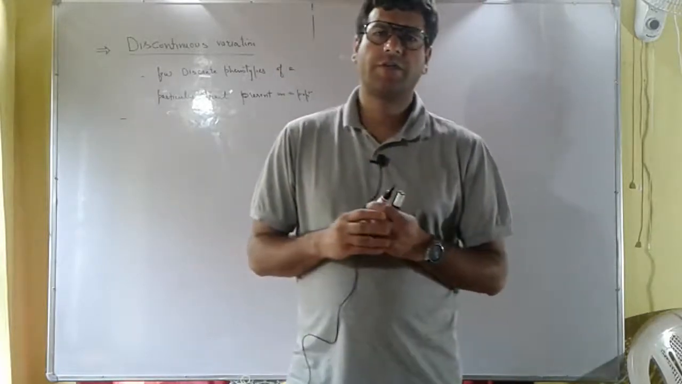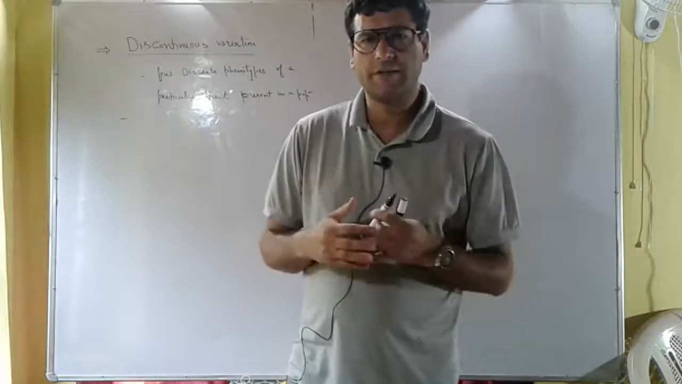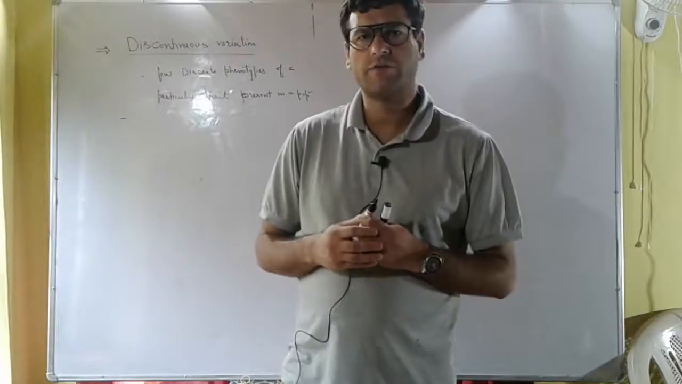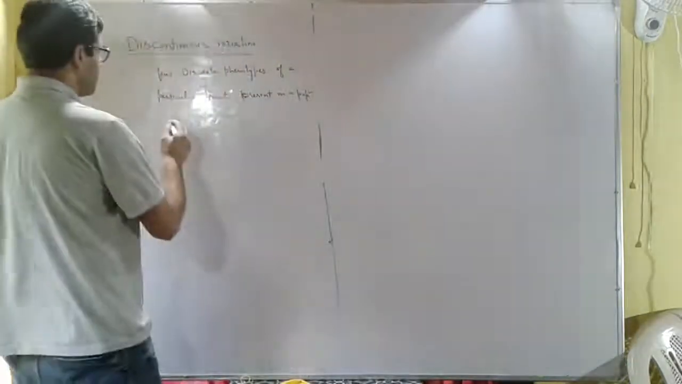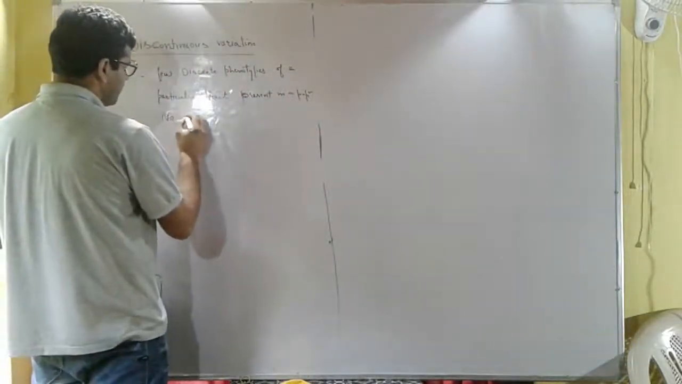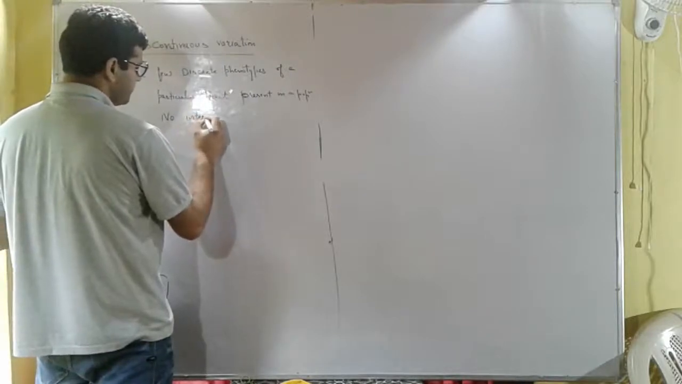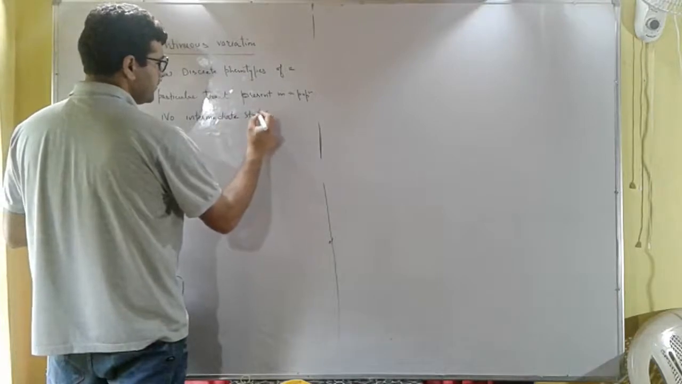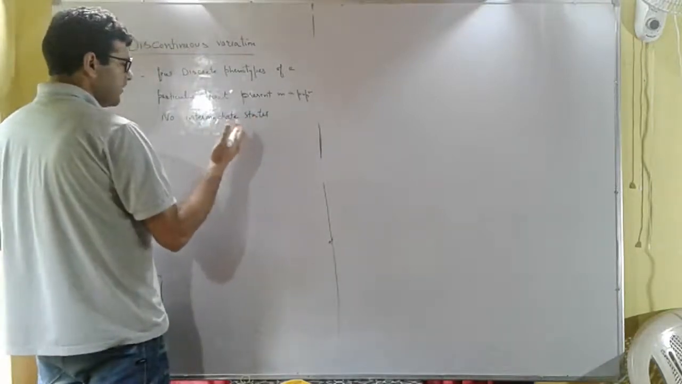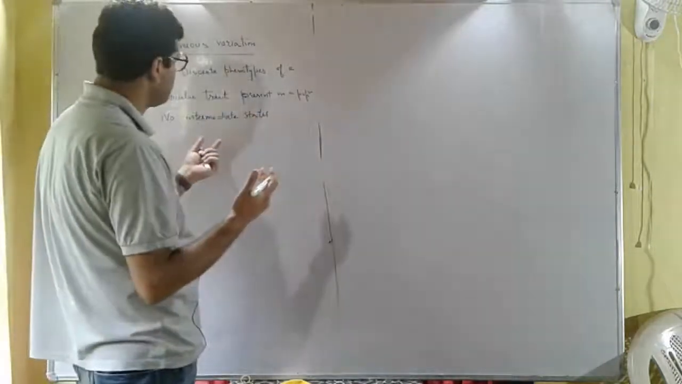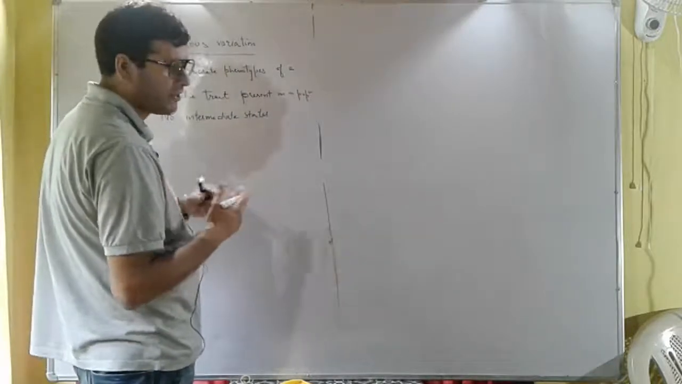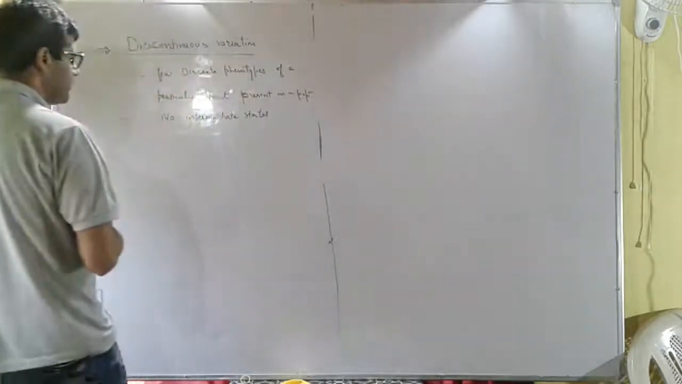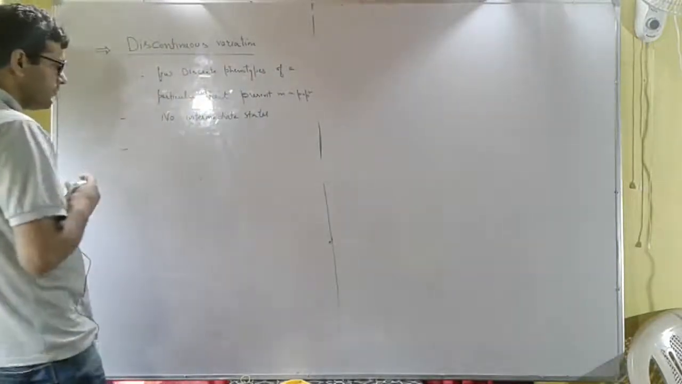What I mean to say is that there are no intermediate categories or intermediate states in discontinuous variation. That means the individual either has this phenotype or the phenotype is absent. There are no intermediate states or intermediate categories in discontinuous variation.